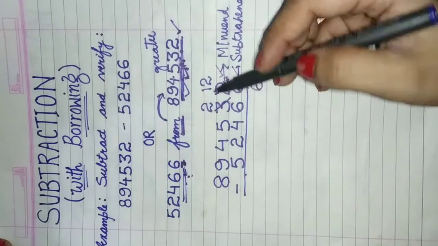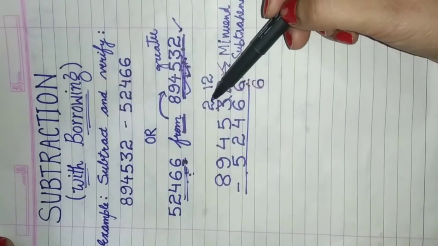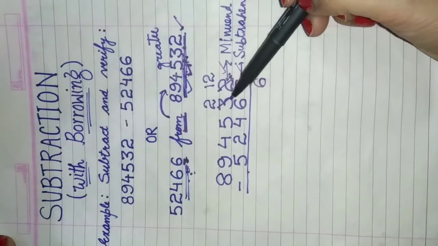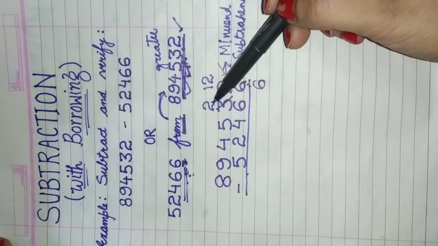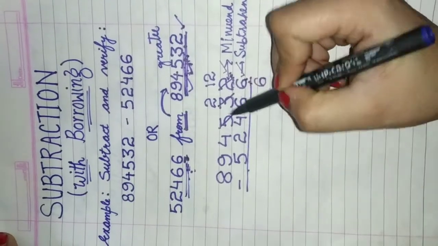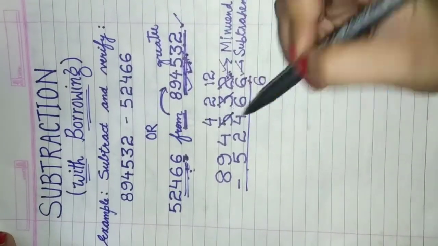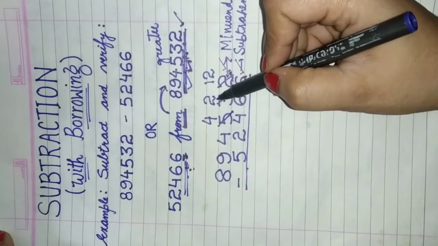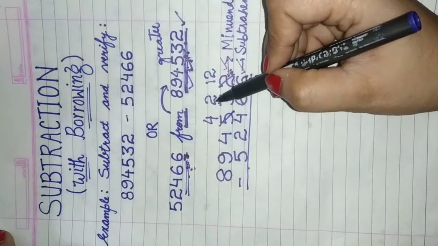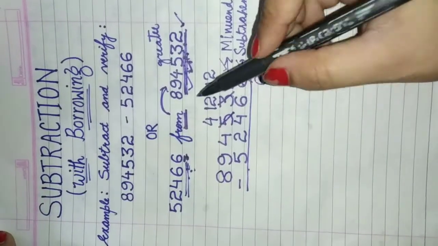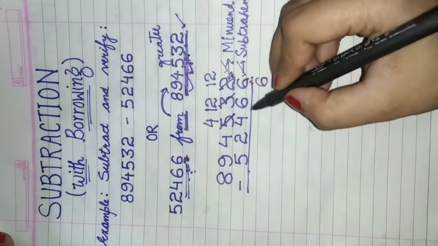Right? Now let's move to the next column, the tens column. As we can see, again we cannot subtract 6 from 2. So what will we do? We will borrow 1 from 5. It will leave behind the digit 4. Then it will give tens to this number, so that it becomes a bigger number. 10 plus 2 is 12. Then 12 minus 6 is 6 again.